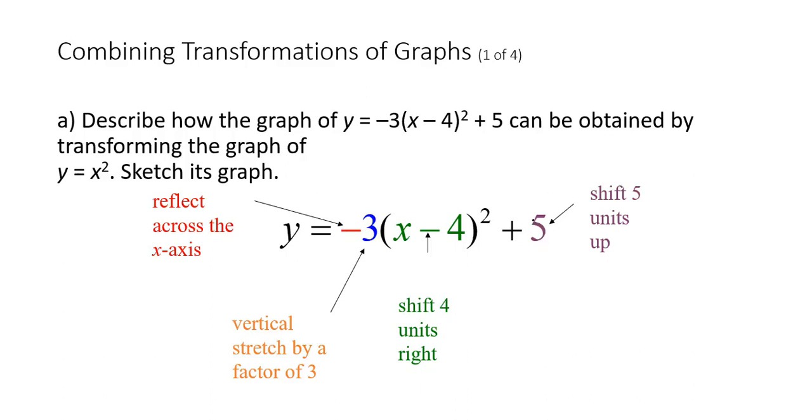This 5 indicates that this graph of the parabola would shift up 5 units, if you recall. This constant here would shift the parabola up. This 4, x minus 4, indicates that the graph of the parabola would shift to the right 4 units. This minus, if you recall, that would be a reflection across the x-axis. So if originally the parabola opens upward, now the parabola would open downwards. And this factor here, 3, as you recall, that is a vertical stretch by a factor of 3.